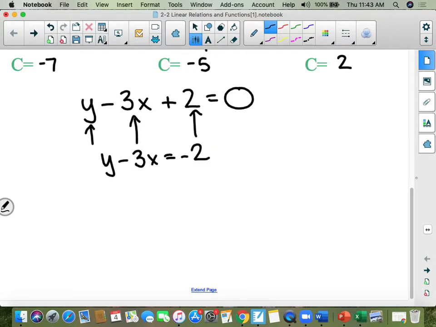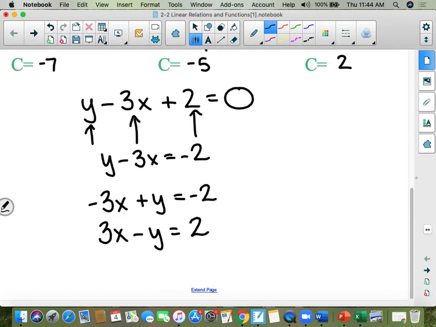I need my x to be first, so I'm going to rewrite it. So it's a negative 3x plus y equals a negative 2. But then I want my x to be positive, so this changes to positive. That means this changes to negative, and that means the other one changes to positive. A equals 3, B equals a negative 1, and C equals 2.